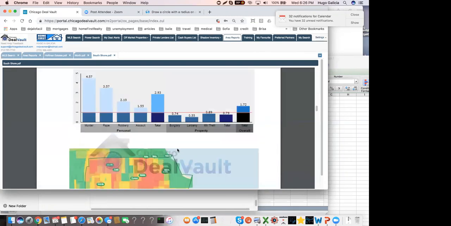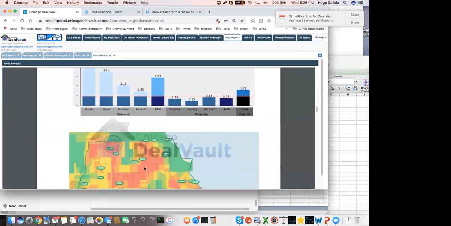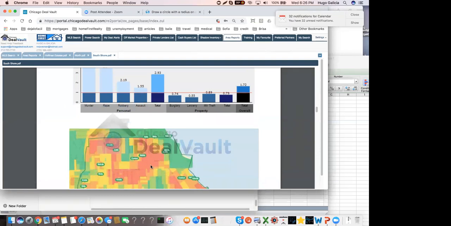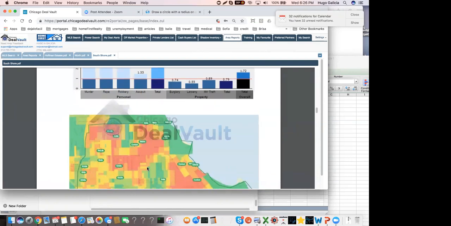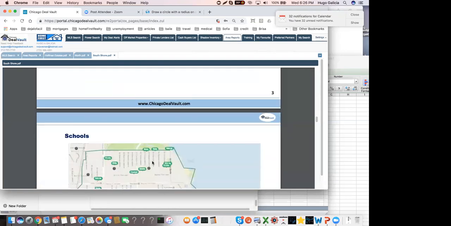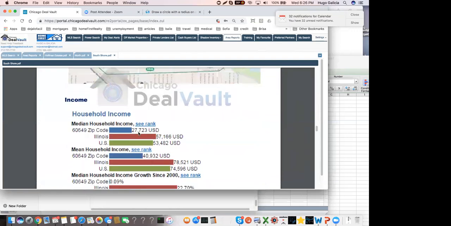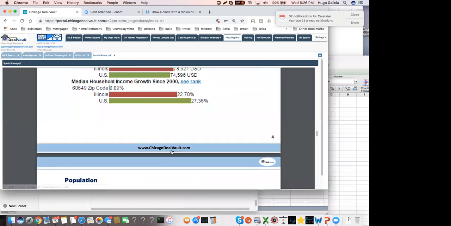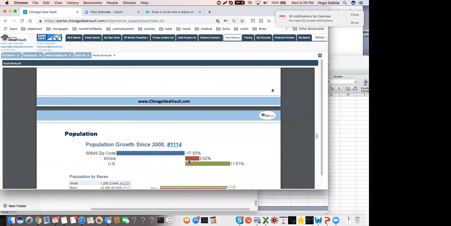So look at this, we have the heat map for the crime. When the crime is high, we pretty much tend to stay away from it because it's going to take you a while to do a flip, let alone a rental, right? The type of tenants that you're going to be getting in these areas may not be collectible. Not only that, but vacancies are going to be high. So let's look at the South Shore market. In here, the household income is 27. It's almost half of the median in Illinois. So it's pretty low.